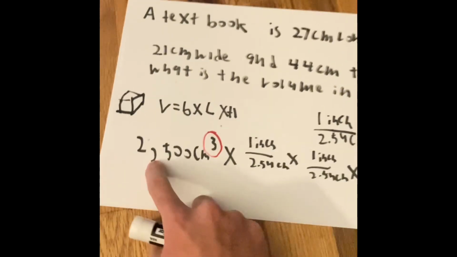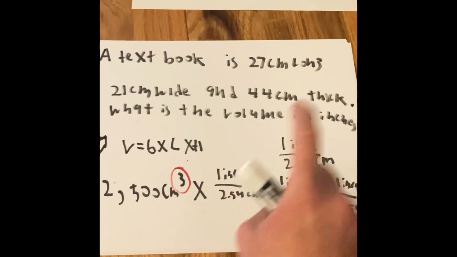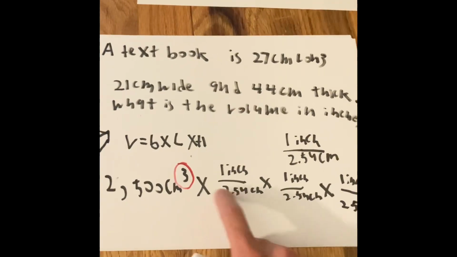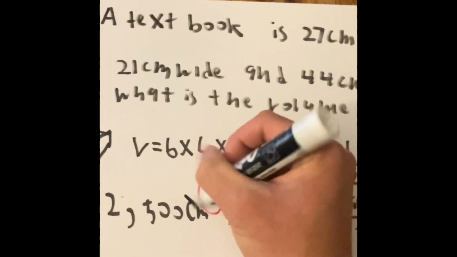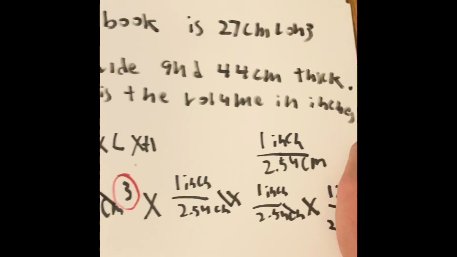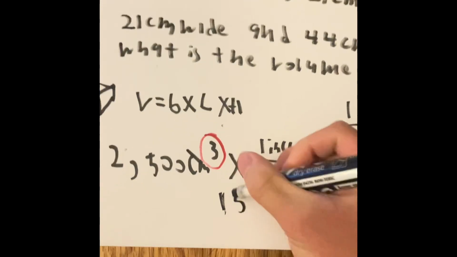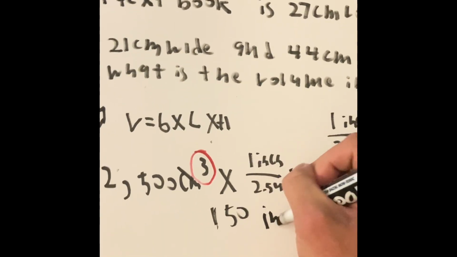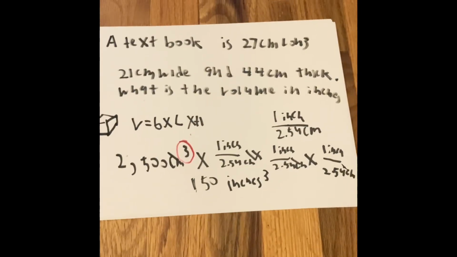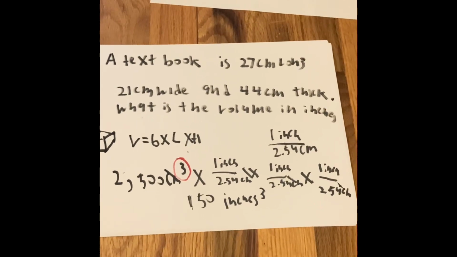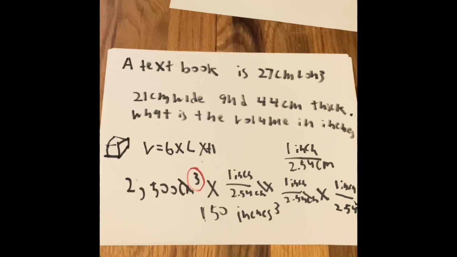So when we do 2,500 centimeters cubed, multiply by 1, 1, 1, divide by 2.54, 2.54, 2.54, cancel, cancel, cancel, and we get an answer of 150 inches cubed. That is the volume of the textbook when it's 27 centimeters long, 21 centimeters wide, and 44 centimeters thick.